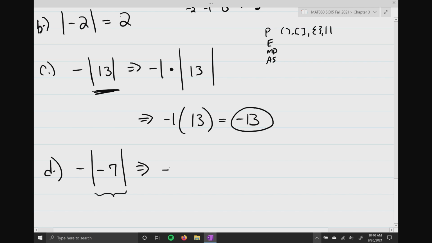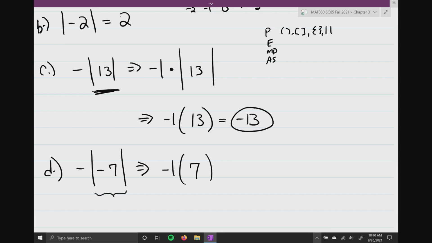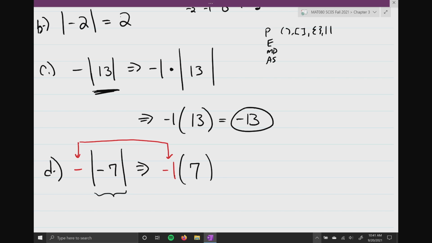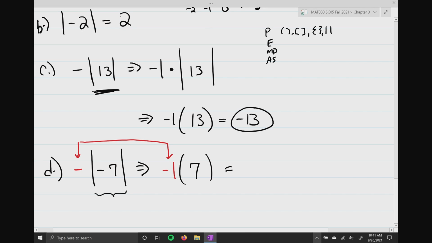So this negative on the outside, in fact, I'm going to change colors so you can see exactly what I'm talking about. There we go. So these two are the same thing. So I had to evaluate the absolute value of -7 first, which is +7. And now I'm going to multiply -1 times +7 to give me -7. Okay?